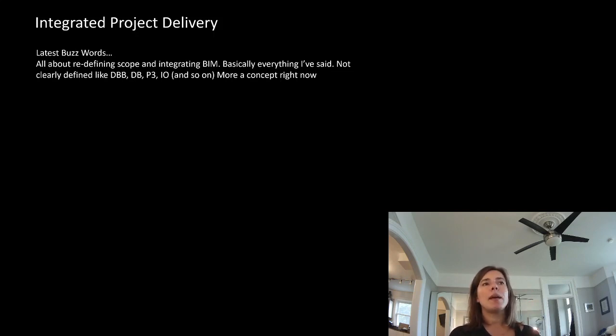But the whole concept of integrated project delivery changes depending on who you're talking to, where you live, and what type of project it is. But essentially it means BIM and giving someone your BIM model or your integrated model.